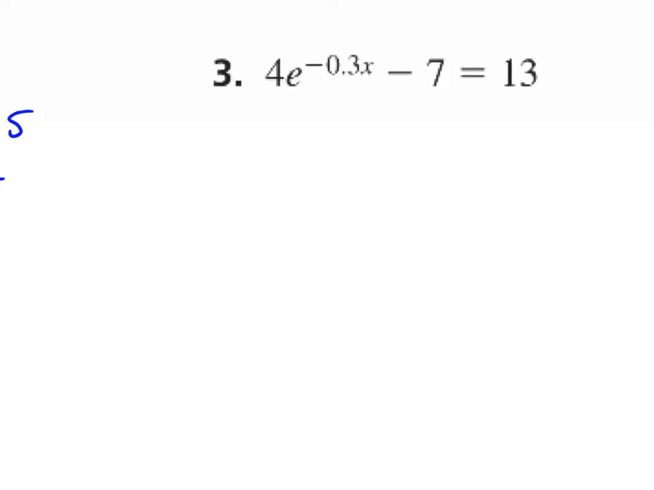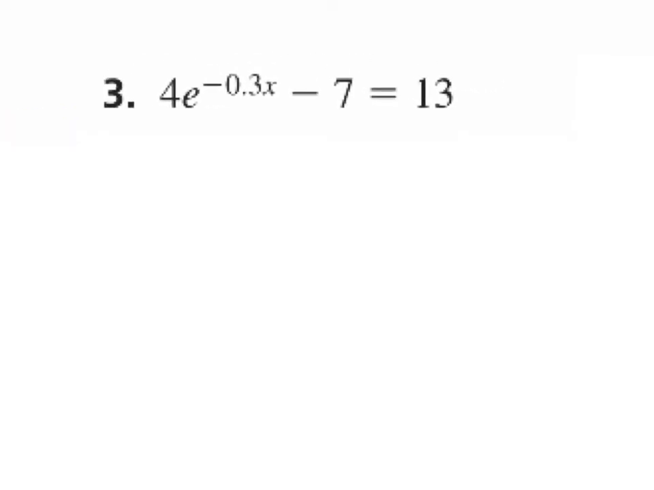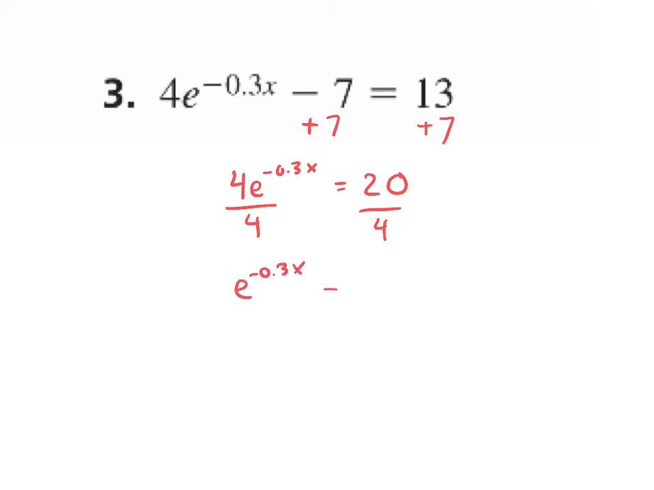Let's look at number 3. What do you think we have to do first here? Add 7. Awesome. So add 7. We have 4e to the power of negative 0.3x is equal to 20. What should we do next? Yes, but before we do that, we have to get that e with the exponent all by itself. So we want to move that 4. Divide by 4. So e to the power of negative 0.3x is equal to 5.